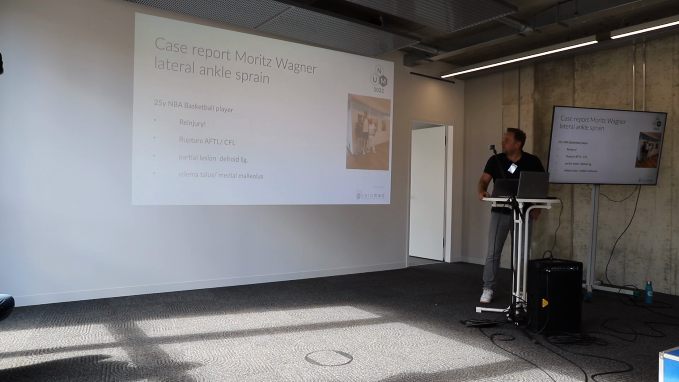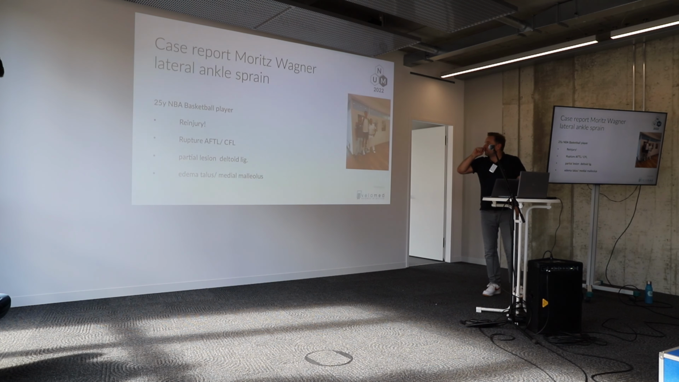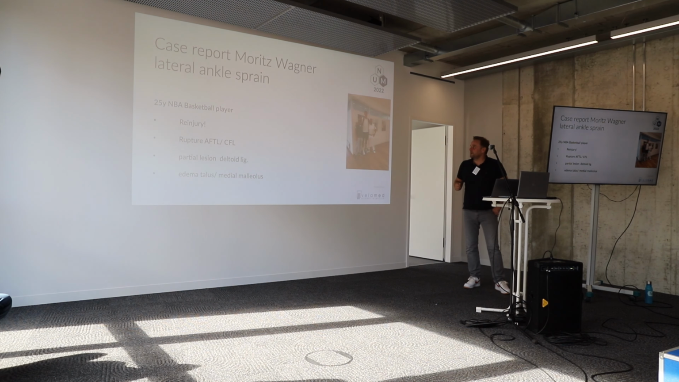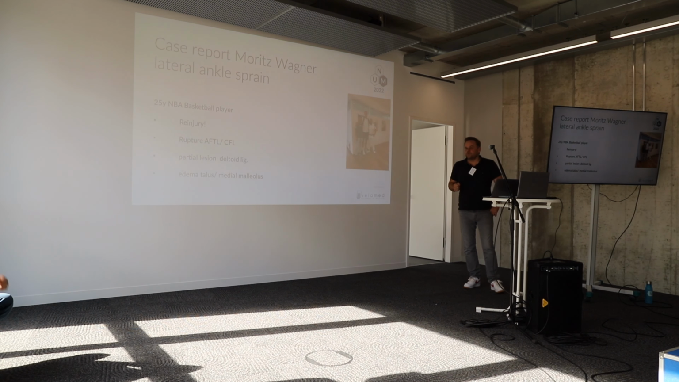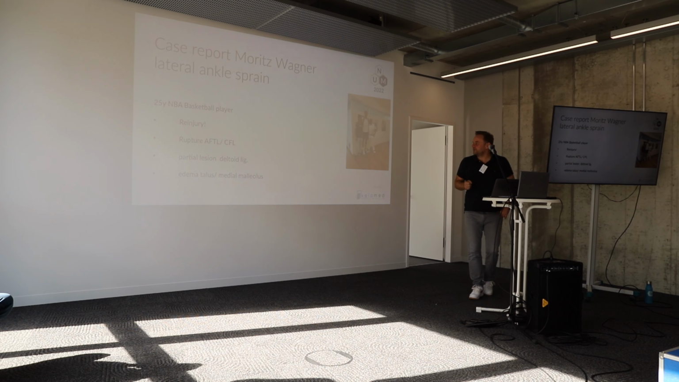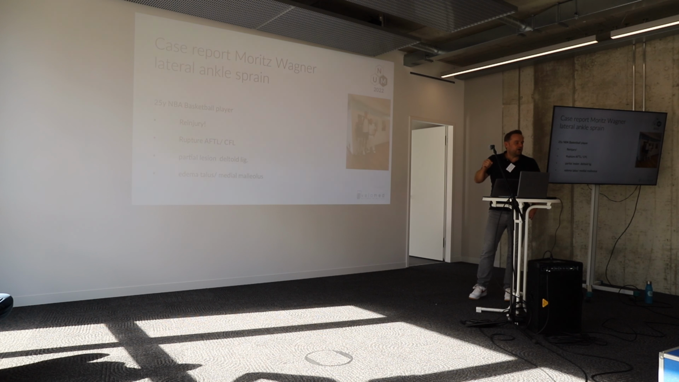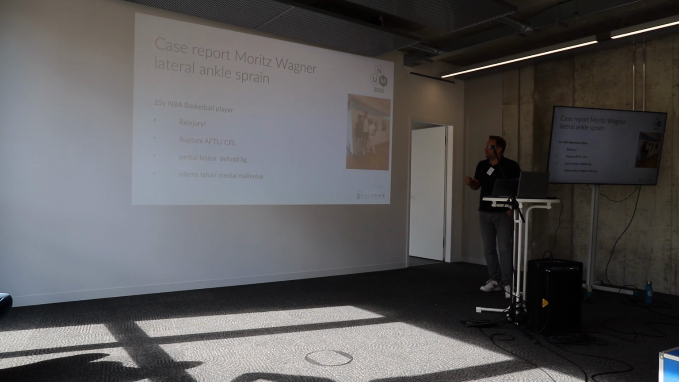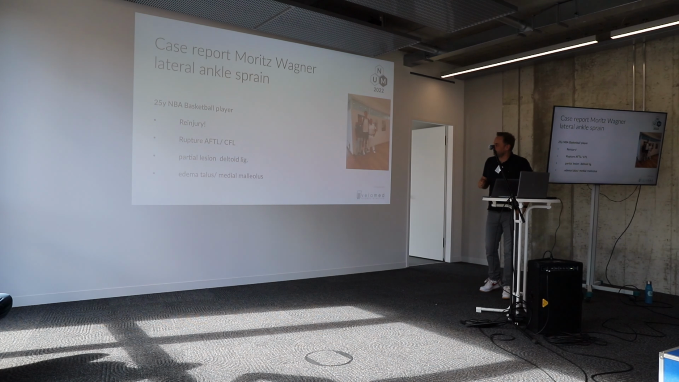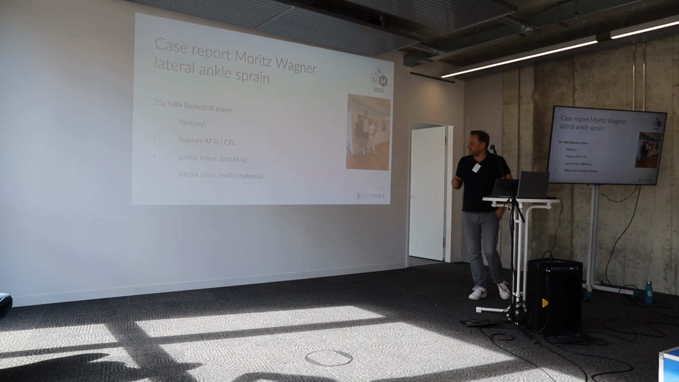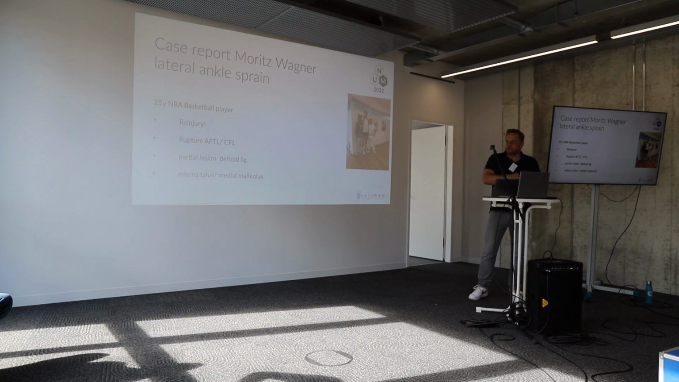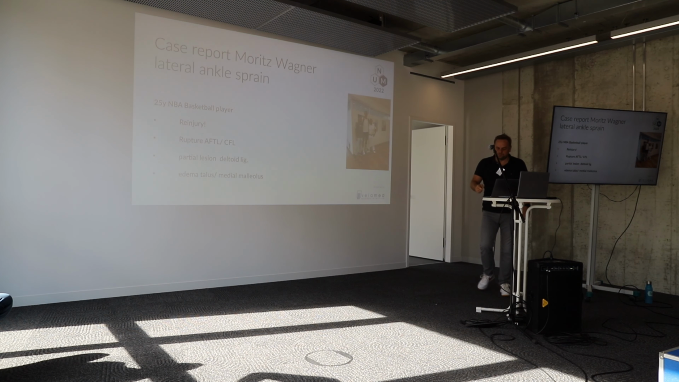So this is a case report from one of our basketball players. Unfortunately, 4 weeks before the European Championship, he suffered a re-injury of his ankle. He had a rupture of the AFL, CFL, a partial lesion of the deltoid ligament, and edema, classically, of the talus and the medial malleolus. You can see him here, it's a big guy.